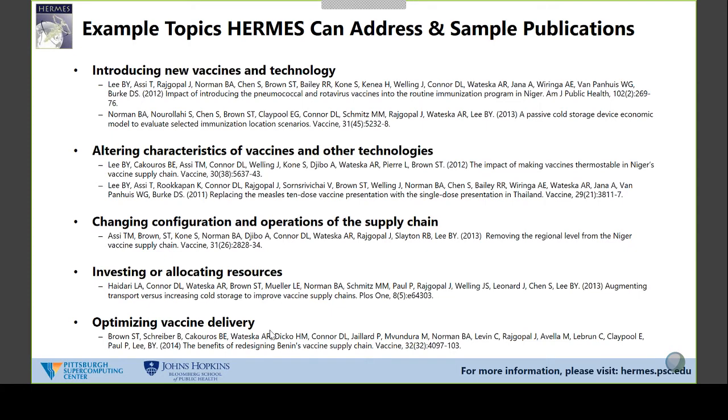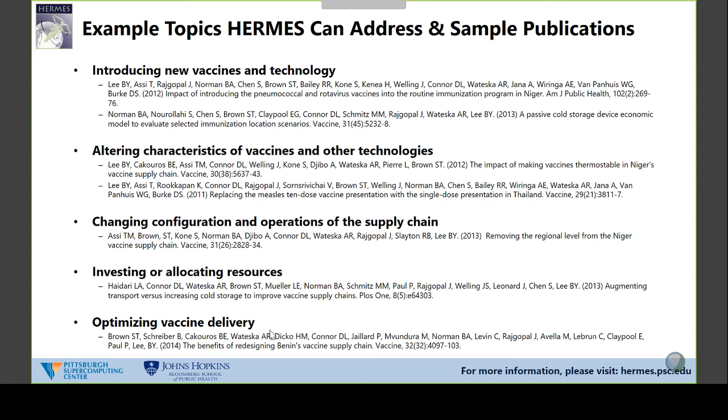Altering characteristics of the vaccines and other technologies, things like making vaccines thermostable, for instance, is one of the things we've looked at. Looking at different presentations of vaccines. Is it more effective to have larger doses per vial? Vaccines come in vials that have 10 to 20 doses in them in some cases, which also can lead to contamination and make using them a little bit more difficult. But we look at how those technologies impact the supply chain.